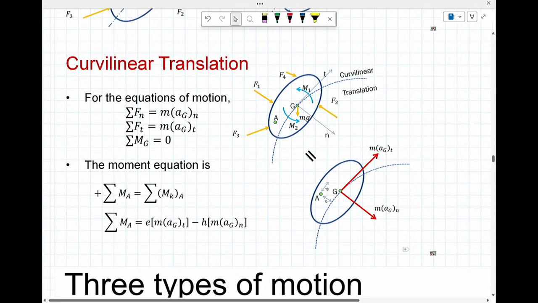Curvilinear translation, the only thing that changes is that you use normal and tangential components. So normal tangential components become very important. We do moments, we got forces acting on there. And you have to know, again, in towards the center of curvature and tangential to the path. And sum of moments about A, again, are going to depend on how A is oriented with respect to the center of mass.